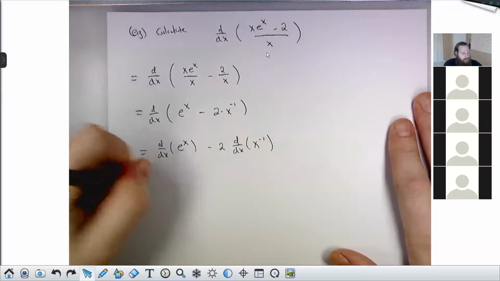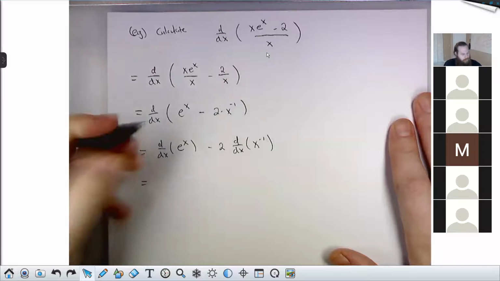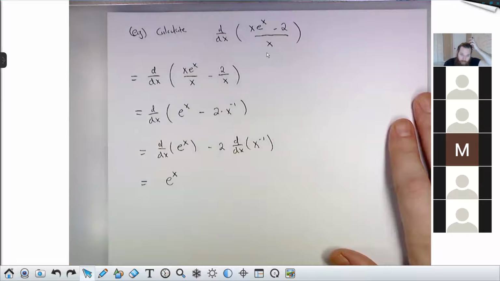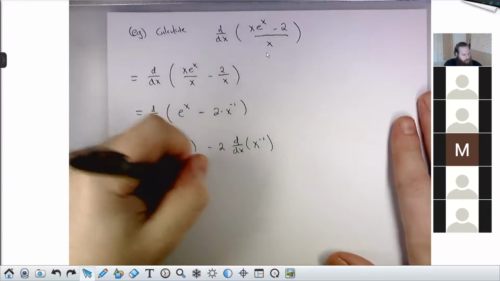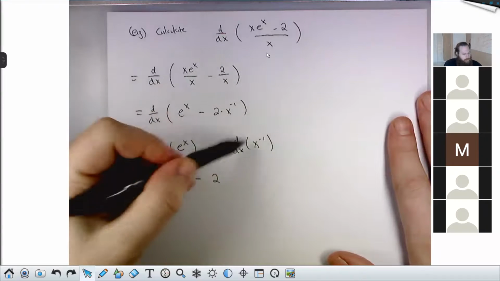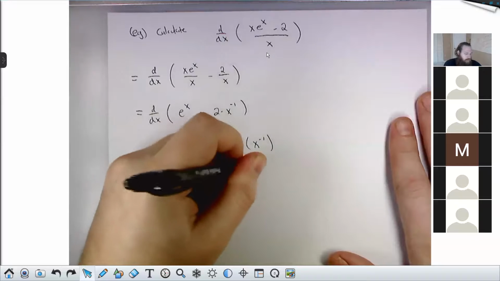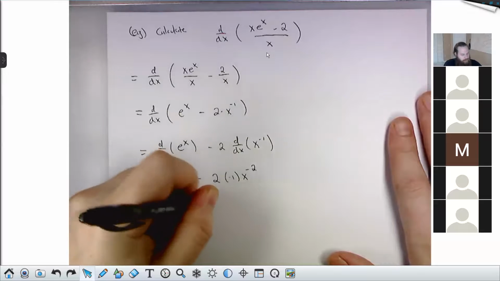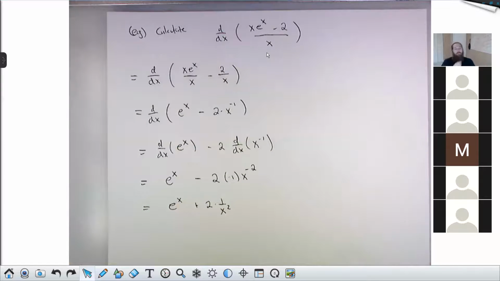The derivative d dx of e to the x, what is this piece? E to the x. Good. E to the x is its own derivative. That's really what makes this function special. That's why mathematicians have such a fascination with e to the x. It is its own derivative. That's a really big deal. And then over here, I have minus 2 times the derivative of x to the negative 1, which is negative 1 times x to the negative 2. And then we should clean this up a little bit. This is e to the x plus 2 times 1 over x squared. So again, the algebra saving the day.